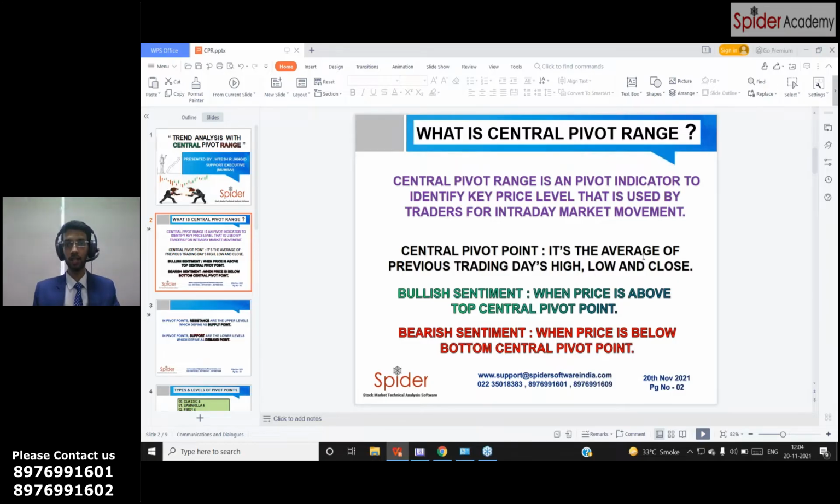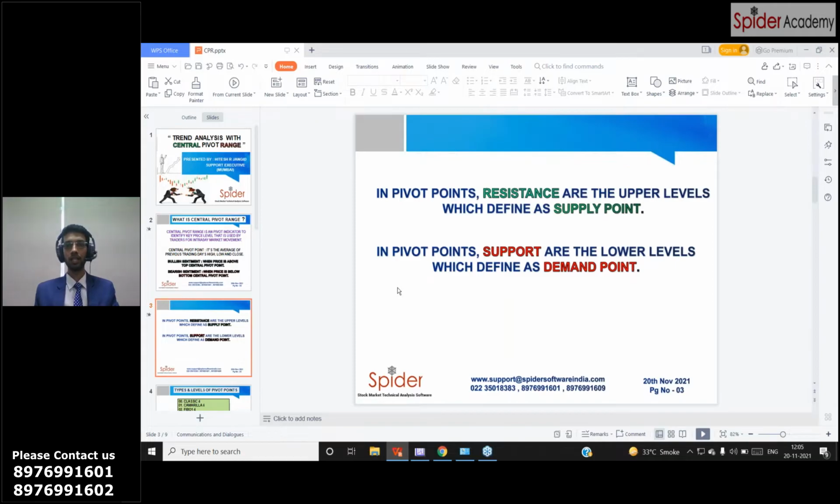Central pivot range is calculated on the basis of previous day high, low and close. The bullish sentiment is when price is above the top central pivot point, and bearish sentiment is when price is below the bottom central pivot point. This is an indicator and we can plot it on Spider intraday and intraday charts. When we talk about pivot points, when price is at the resistance, we can say that price has reached a supply point. And in pivots, when price reaches the lower level, which we call support, it is defined as a demand point.